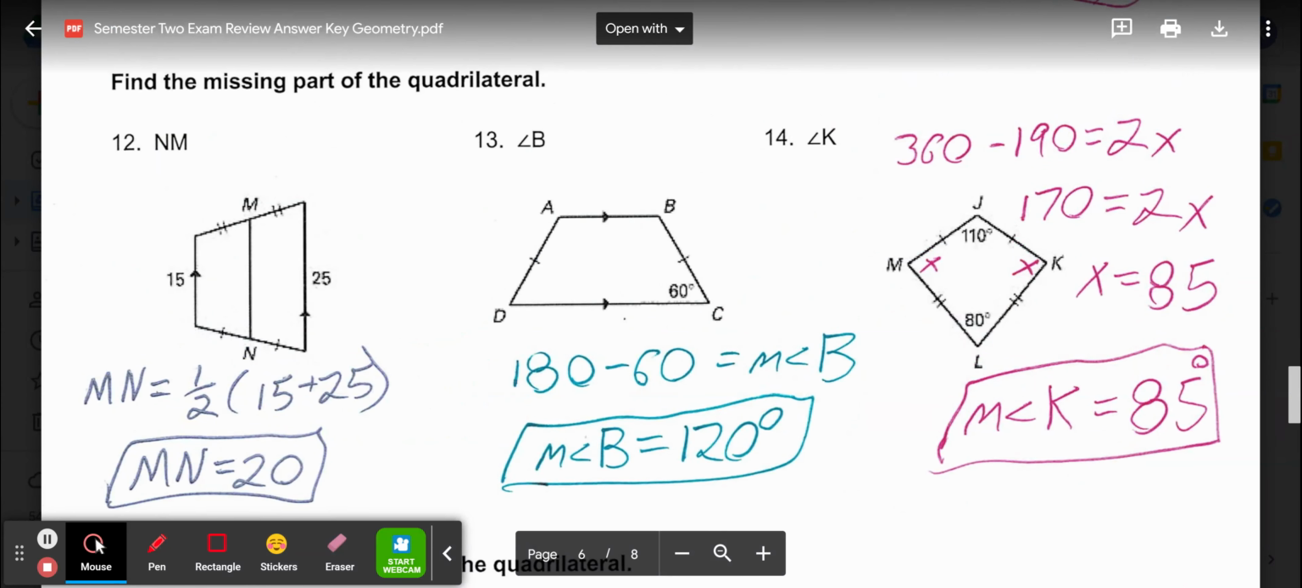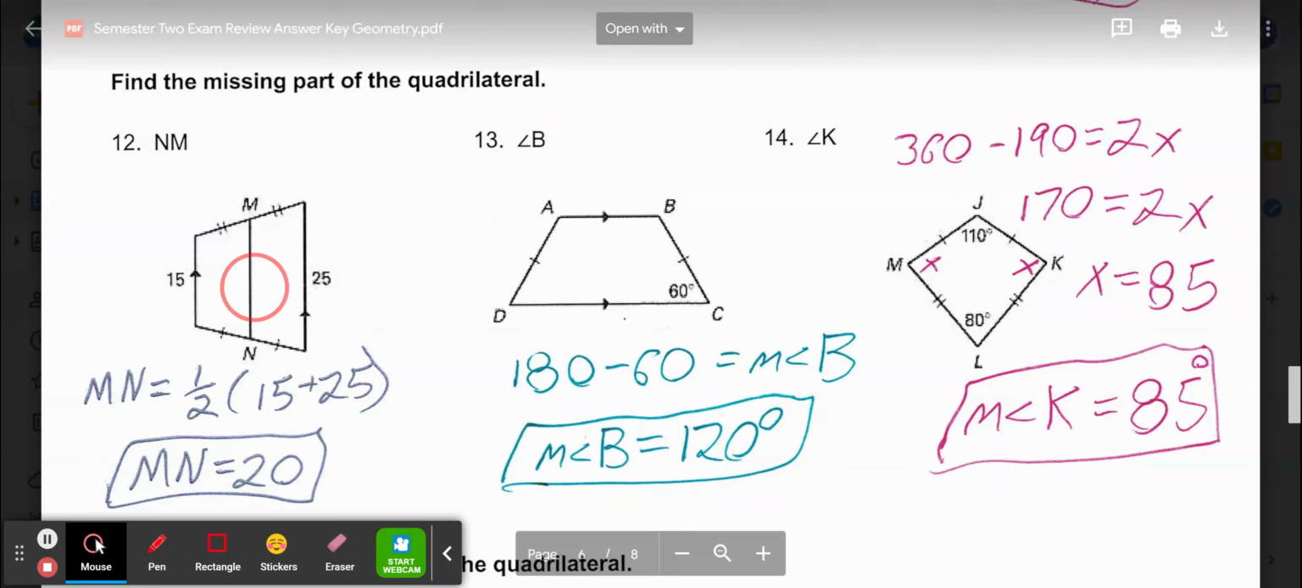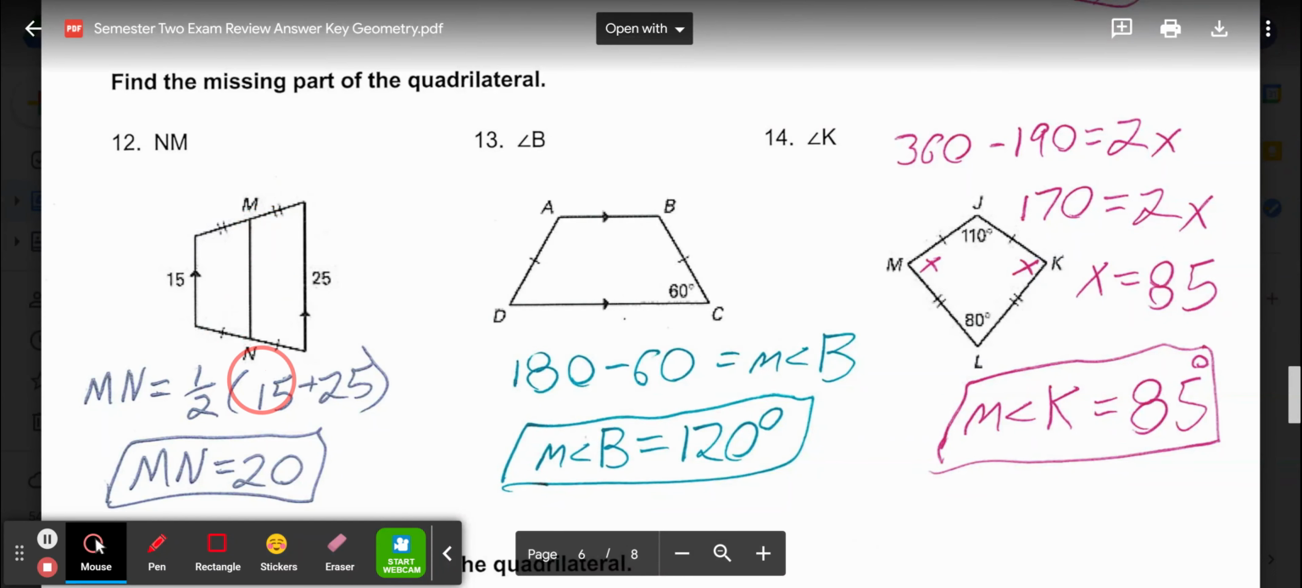Finding the missing parts of the quadrilateral. 12, we're looking for a mid-segment. So the mid-segment formula is 1/2 the measure of the two ends added together. So 25 plus 15 is 40, multiplied by 1/2 gives us the mid-segment of 20.